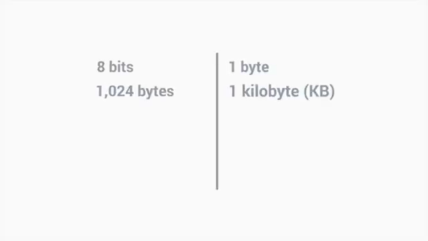The smallest unit of data storage is a bit. A bit can store one binary digit, so it can store a 1 or 0. The next largest unit of storage is called a byte, which is comprised of 8 bits. A single byte can hold a letter, number, or symbol. The next largest unit is referred to as a kibibyte, but we typically use the term kilobyte. A kilobyte is made up of 1024 bytes.